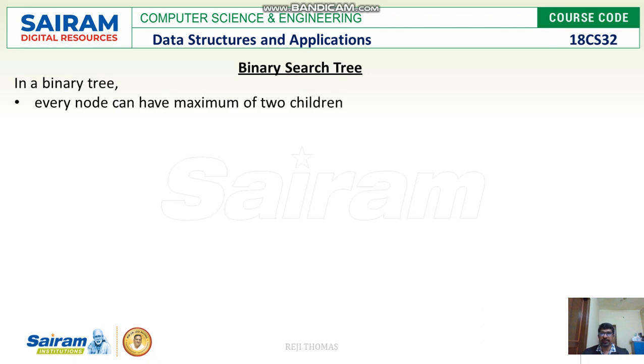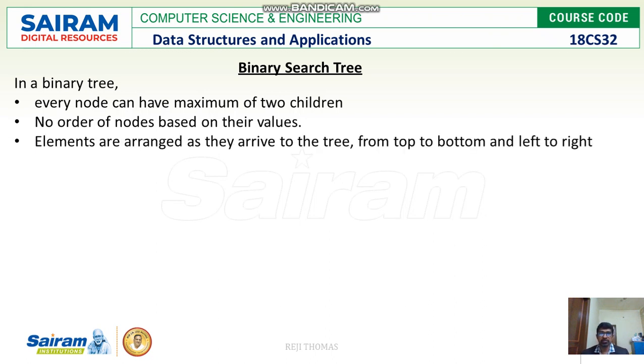Normally in a binary tree, every node can have a maximum of two children. And second, the nodes are not ordered, their values are not ordered. The nodes are inserted as they arrive from left to right. There is no particular order if you take a binary tree. The same thing is true of a threaded binary tree. There is no particular order for the nodes. Whichever way it comes, we just insert it.